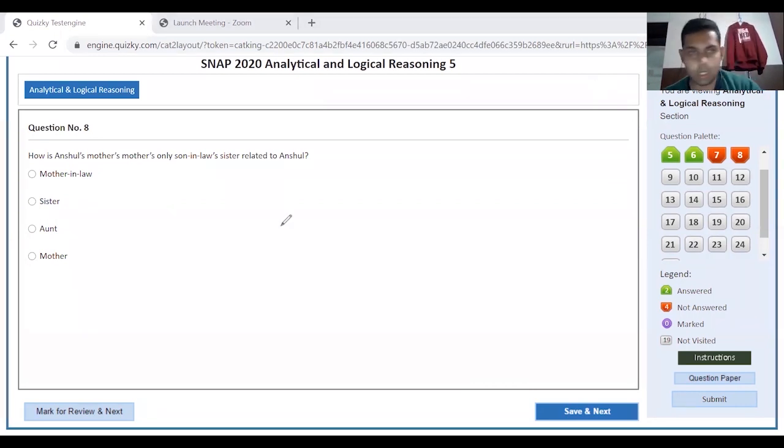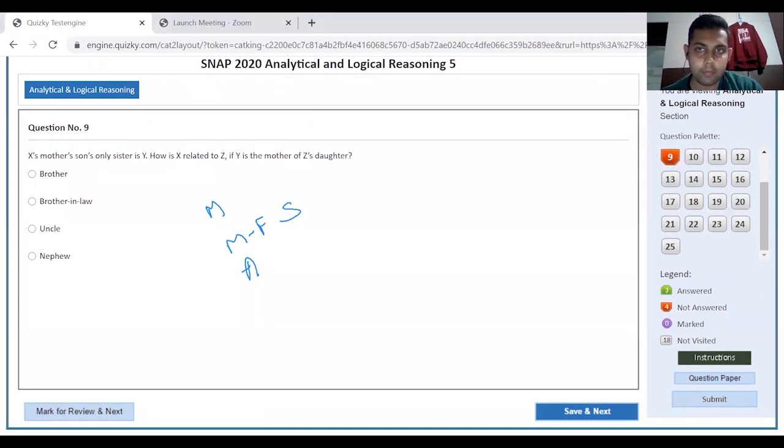How is Anshul's mother's only son-in-law's sister? So this is his father. Only son-in-law's sister is his aunt. Okay. X's mother's son's only sister is Y. How is X related to Z if Y is the mother of Z's daughter? Daughter, brother-in-law.